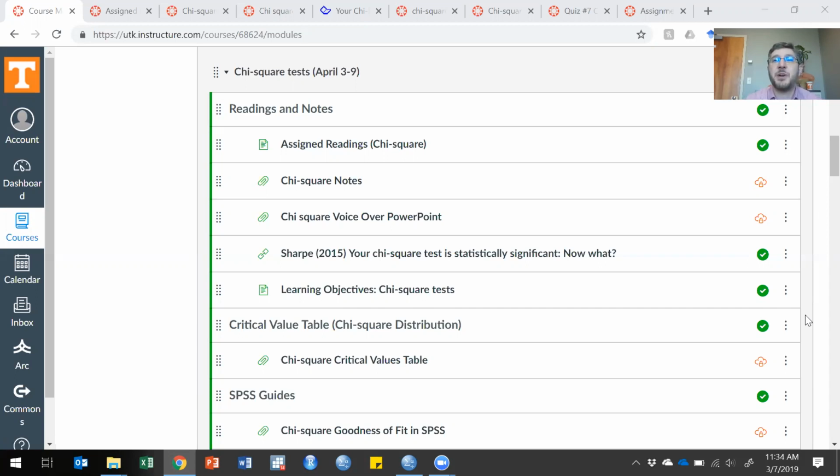In this module we're going to talk about two types of chi-square test: the chi-square goodness of fit test and the chi-square test of independence.